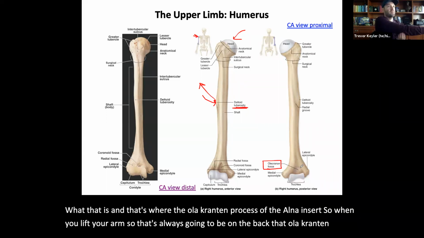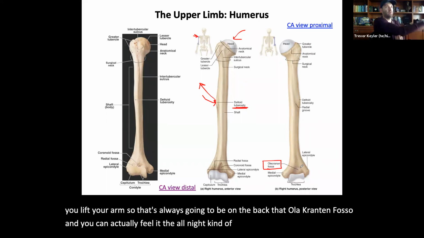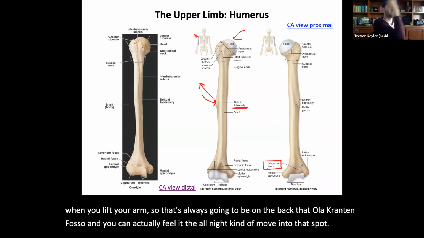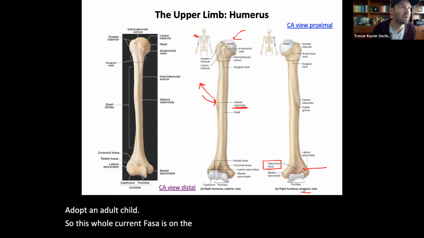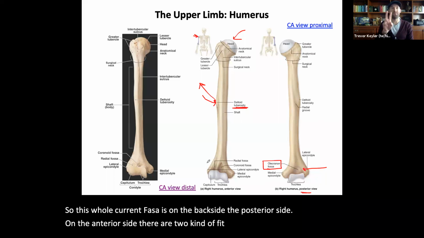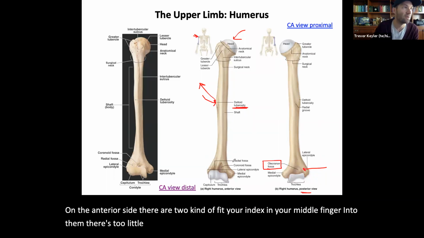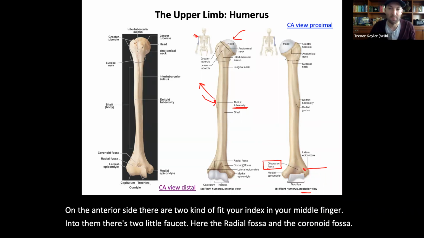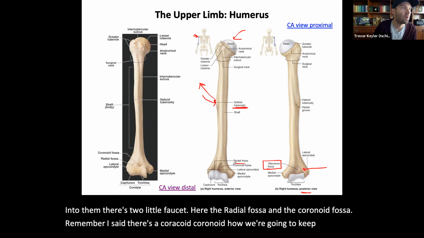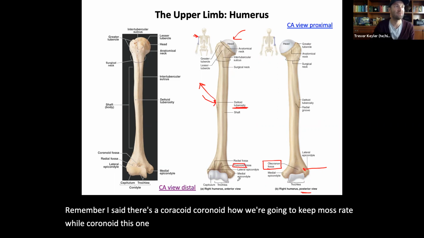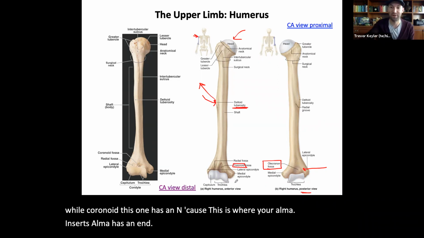You can actually feel the ulna move into that spot when you abduct and adduct your arm. So this olecranon fossa is on the back side, the posterior side. On the anterior side, there are two; you can fit your index and your middle finger into them. There are two little fossae here, the radial fossa and the coronoid fossa. Remember I said there's a coracoid, a coronoid, how are we going to keep them all straight? Well, coronoid has an N because this is where your ulna inserts. Ulna has an N. Kind of loose, but I think it helps.